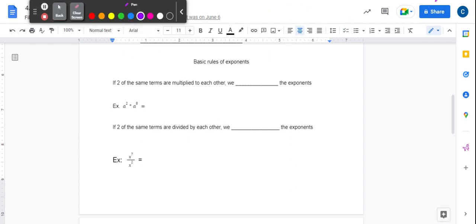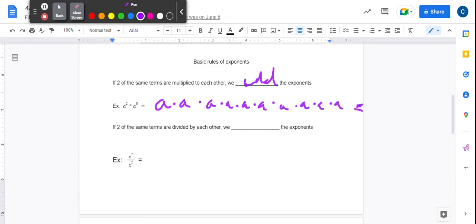So if we have two of the same terms multiplied to each other, now they've got to be the same terms, we add the exponents. So if we have a squared times a to the eighth power, well, a squared is really a times a, and a to the eighth power is a times a times a times a times a times a times a times a.